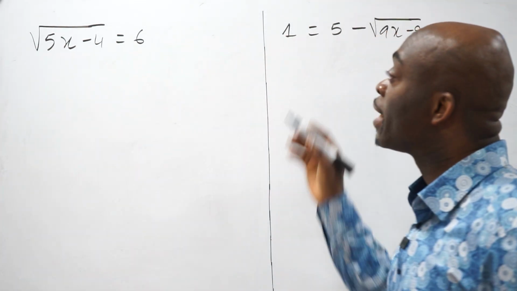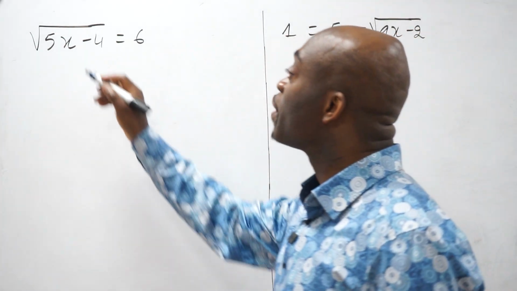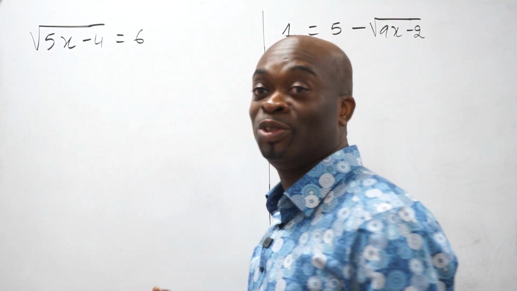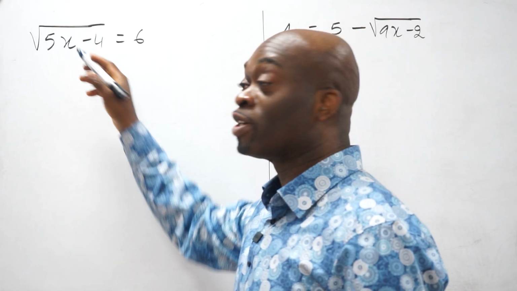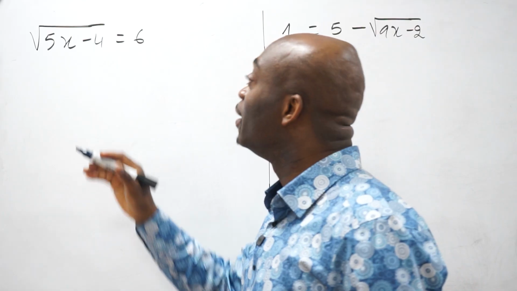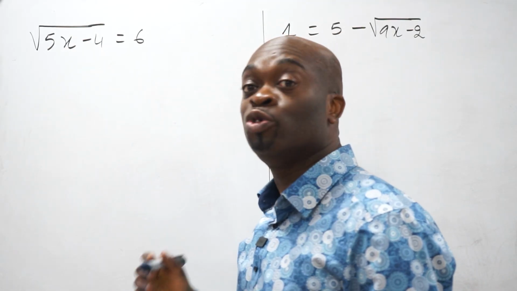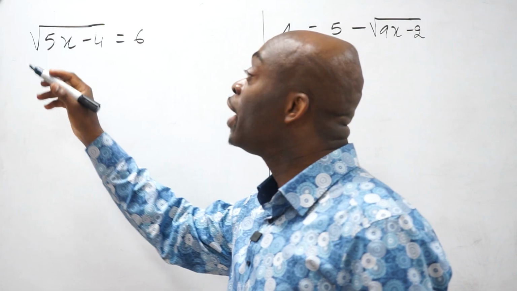Solving for these two radical expressions. So we have square root of 5x minus 4 equals 6. So what are we about to do? Before we can solve for x, because remember, x is what we're solving for, we need to get rid of the radical. We need to remove the radical. And to do that, because that's a square root, we have to use what?